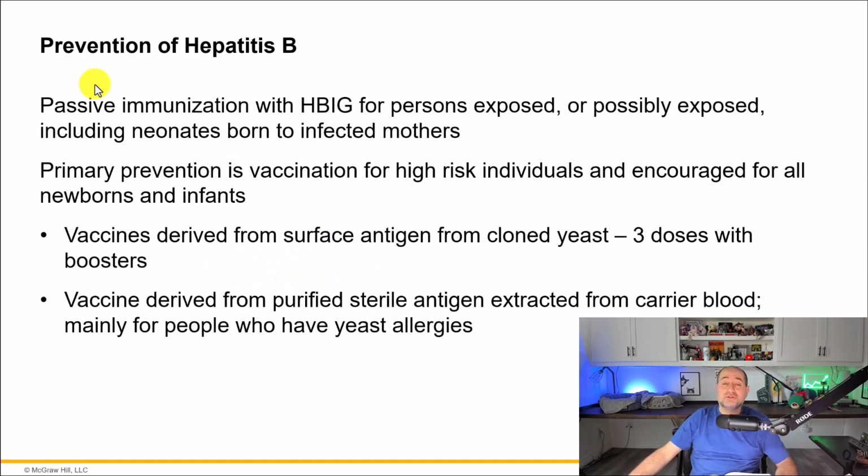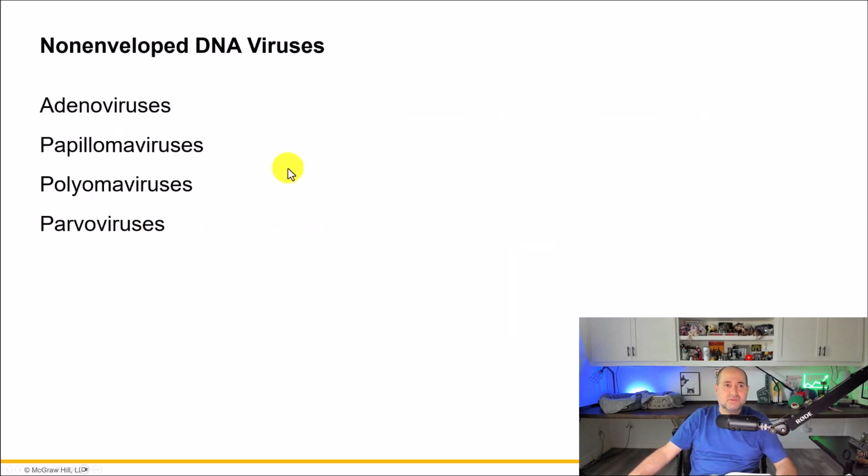The best way, though, is to prevent it in the first place. Hepatitis B can be prevented with a vaccine, and that vaccine is recommended for high-risk individuals and encouraged for all newborns and infants. All right.